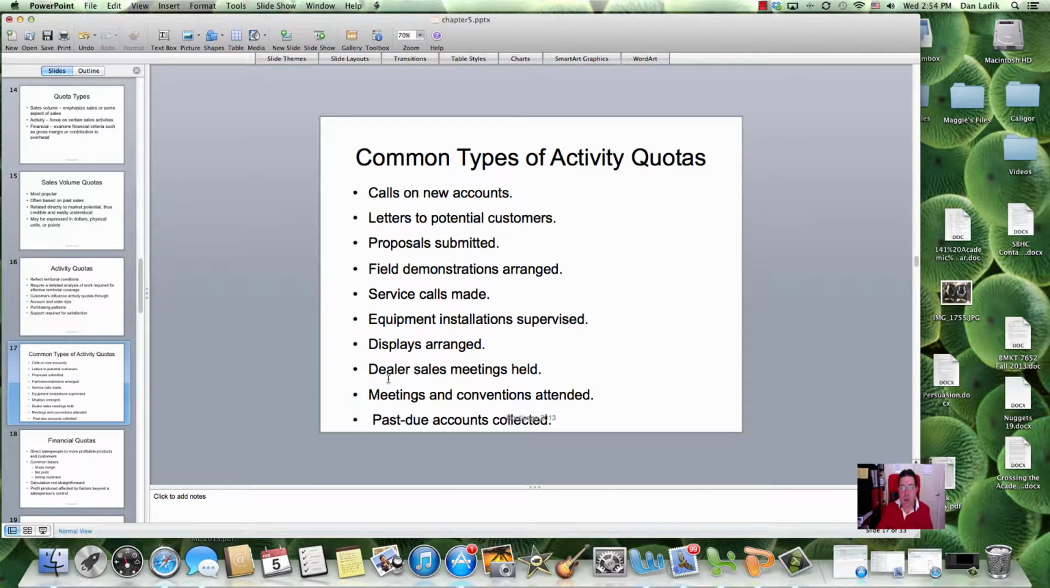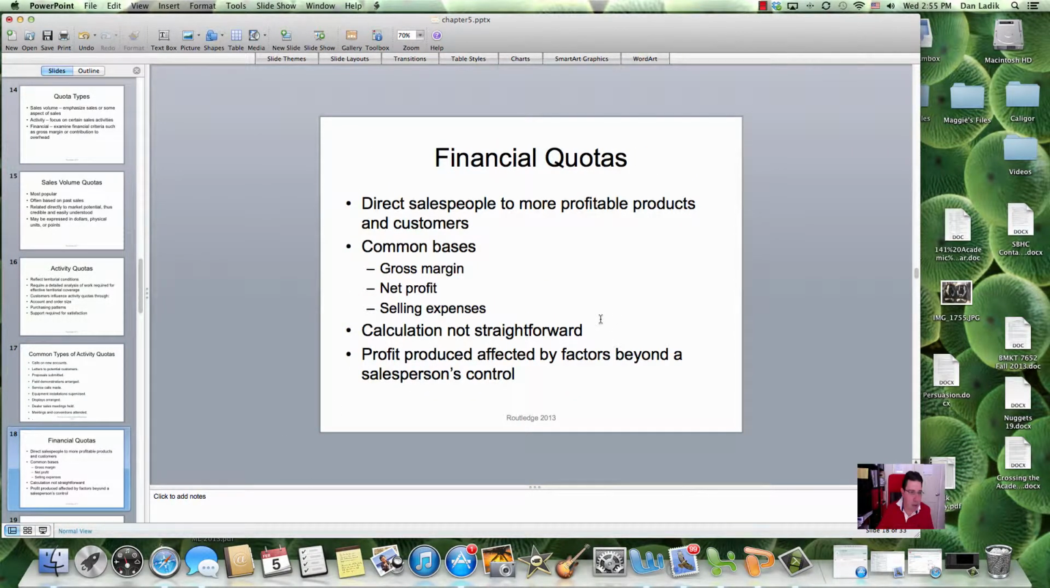So here's a list of some common types. The number of calls on new accounts, number of letters to potential customers, number of proposals submitted, or requests for proposals, the number of field demonstrations, the number of total calls, the number of installs supervised, displays, this tends to be with retailers, how many meetings were held, how many conventions attended, what's your past due, so of the people in your territory, how much of that money is not paid. This seems like the next category, which is more financial.